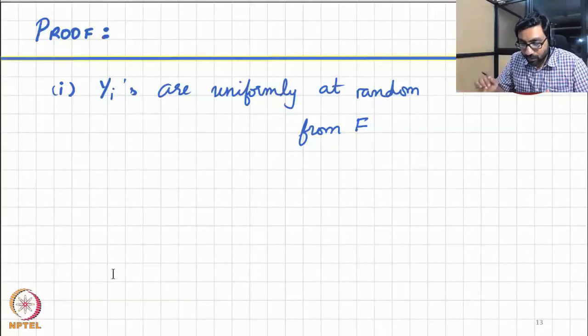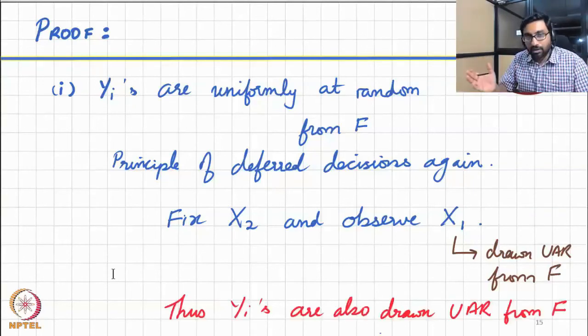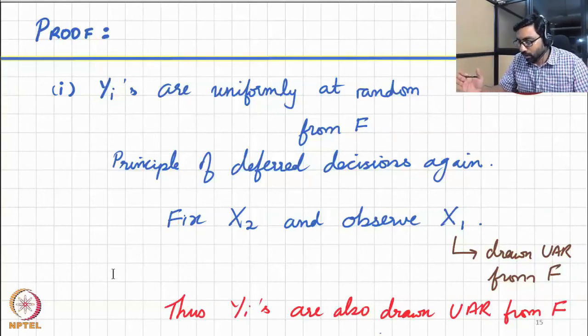To begin with, let's prove that the yi's are drawn uniformly at random from F. Again, without much surprise, we end up using the principle of deferred decisions. Here we fix x2, and then we observe the random variable x1, and recall that x1 is drawn uniformly at random from the set F. And under this context, it's easy to see that the yi's are going to be also drawn uniformly at random from F, because to whatever i times x2 that we have, we add x1, and then we take mod p. So the yi's are going to be drawn uniformly at random from F as well.